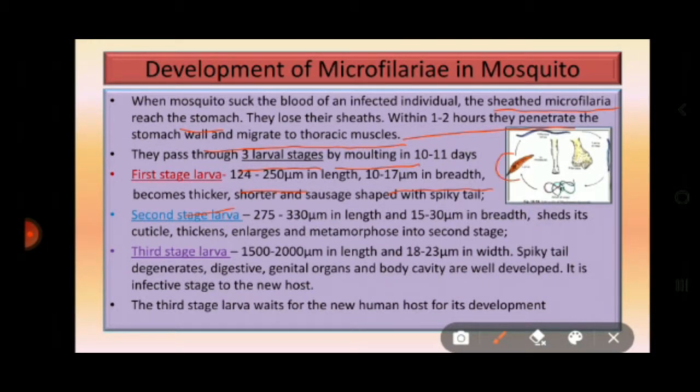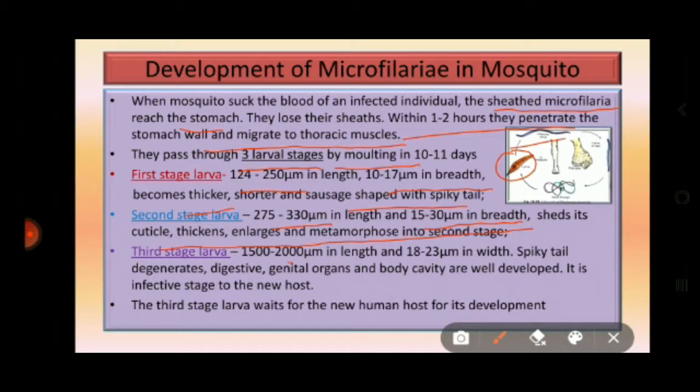Now you can see this is the first stage larva, shorter and sausage shaped with a spiky tail. Second stage larva measures about 275 to 330 micrometers in length, somewhat longer, and 15 to 30 micrometers in breadth. It sheds its cuticle, thickens, enlarges, and metamorphoses into the second stage.